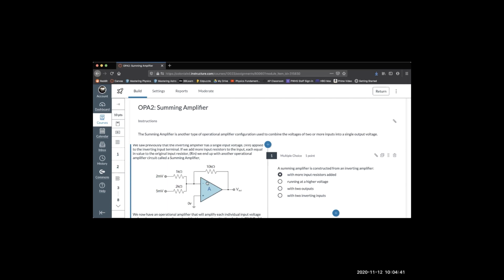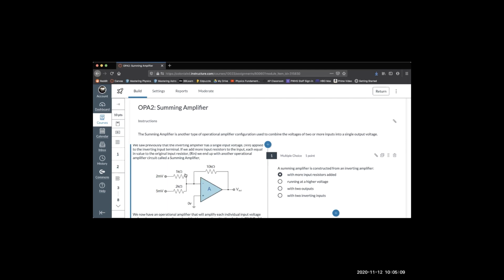An inverting amplifier with just two inputs. A really fascinating thing about it that's deep and difficult to understand is that this input at 2 millivolts only cares about the 1 kilo ohm resistor and cannot see, in giant air quotes, the 2 kilo ohm resistor. So these two inputs are completely independent of each other. They don't mess with each other.